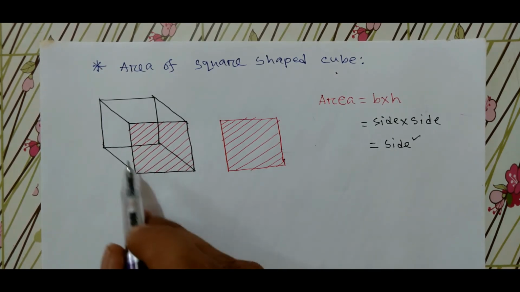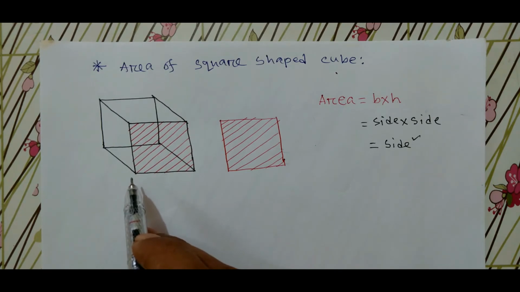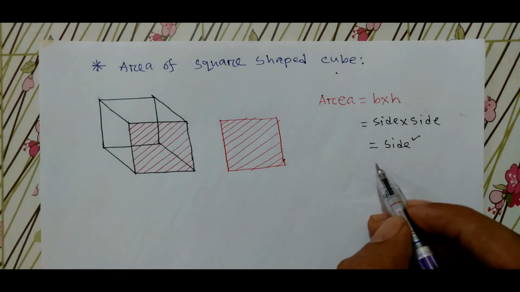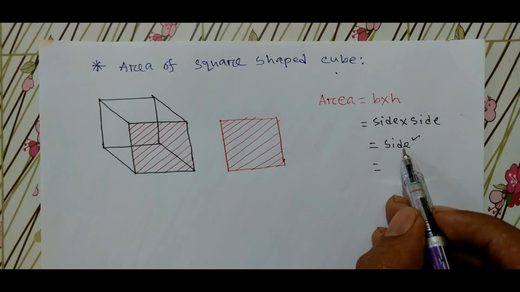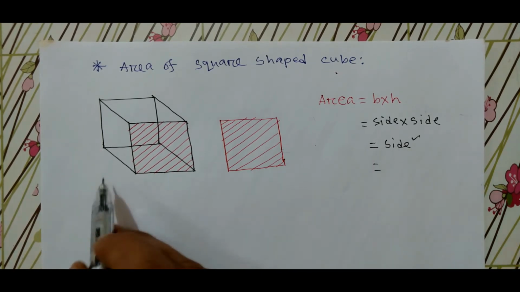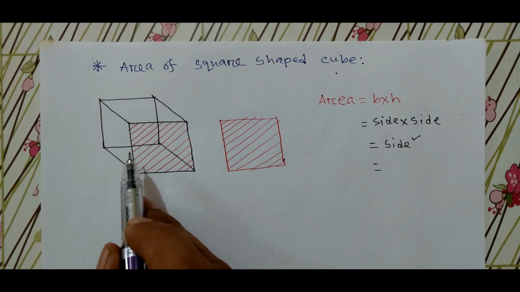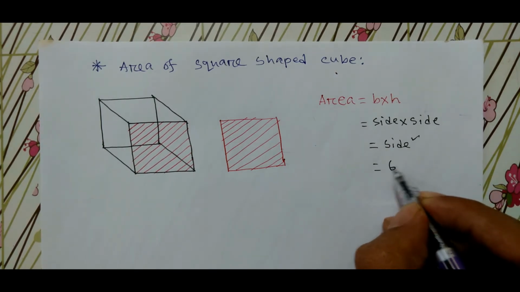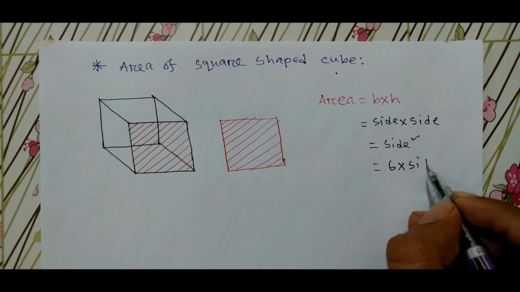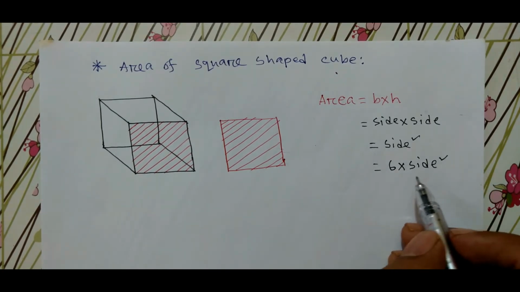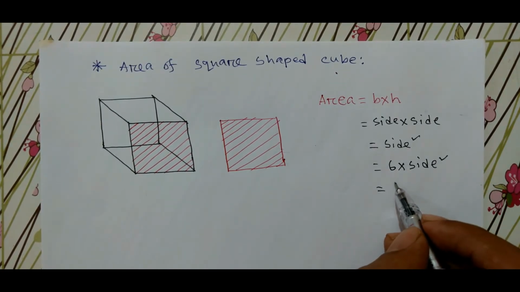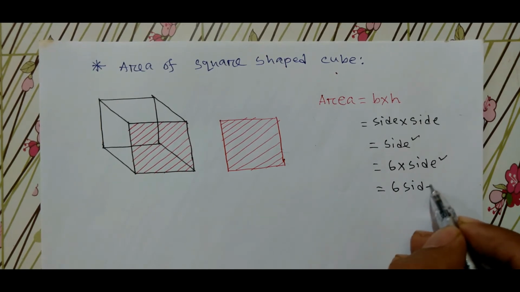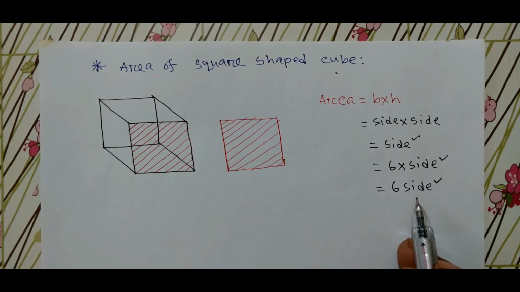Now we have to find the area of 6 separate surfaces. We know that the area of one surface is side square. So what will be the area of 6 surfaces? The area of 6 surfaces will be more. So we have to multiply here 6 multiplied by side square. This is the area of 6 surfaces. If we write it simply, then it will be 6 side square. So this is the area of 6 surfaces, and this is the area of square shaped cube. So it's so easy.